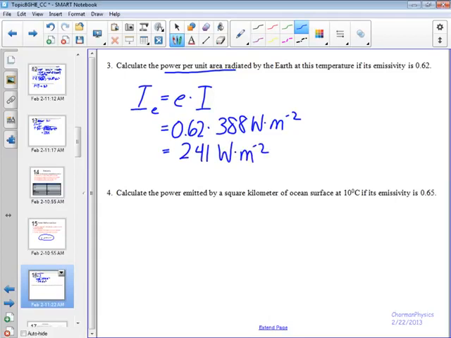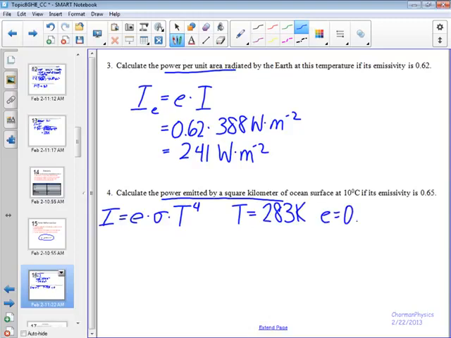Then it says calculate the power emitted by a square kilometer of ocean surface at 10 degrees Celsius if its emissivity is 0.65. So again, it's going to take some unit juggling, but the intensity is just going to be equal to the emissivity times the Stefan-Boltzmann constant times the temperature to the fourth power. In this case, temperature, we've got to put it in Kelvin, right? So it's 273 plus 10 Celsius, so that'll be 283 Kelvin, and our emissivity is 0.65.